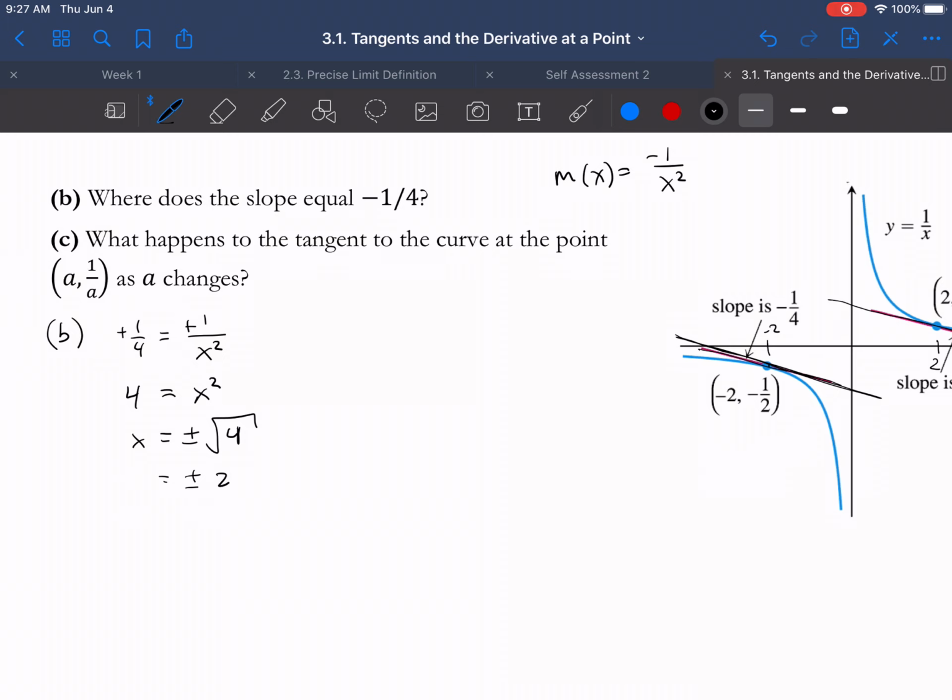So part C, what happens to the tangent to the curve at the point a, comma, 1 over a as a changes?